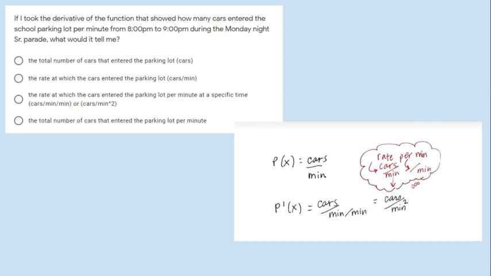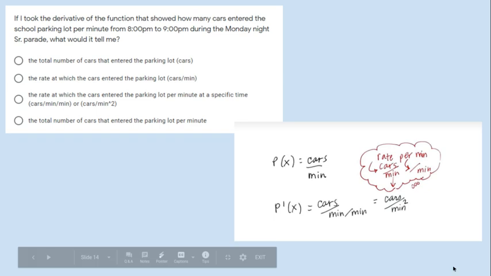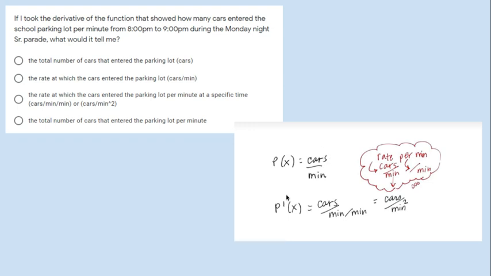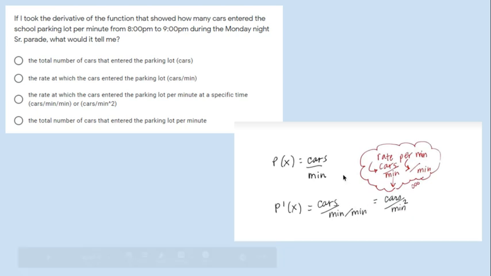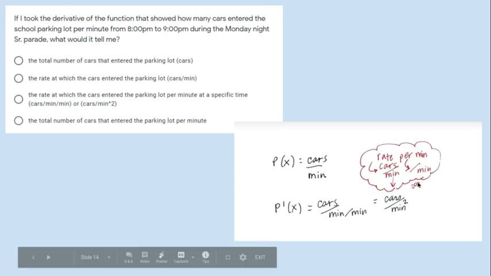All right, and then the last question: if I took the derivative of that function, what would that tell me? So here's the function. Remember, the P function is the number of cars that entered per minute. If I take the derivative of that, I'm looking at the rate of this rate. So a rate of a rate is like cars per minute per minute, which gives me cars per minute squared. So the correct answer there was the rate of cars that entered the parking lot per minute at a specific time. So, cars per minute, cars per minute squared.